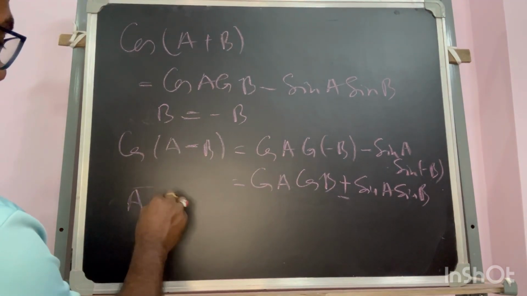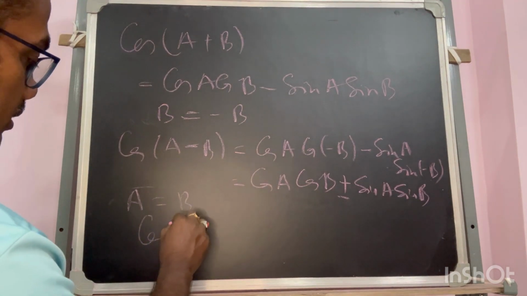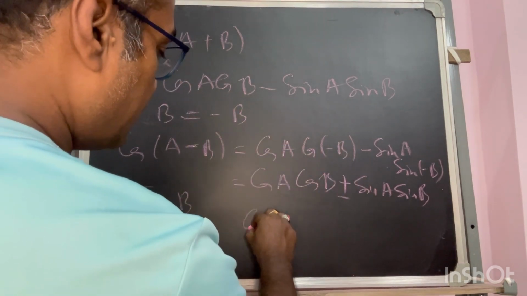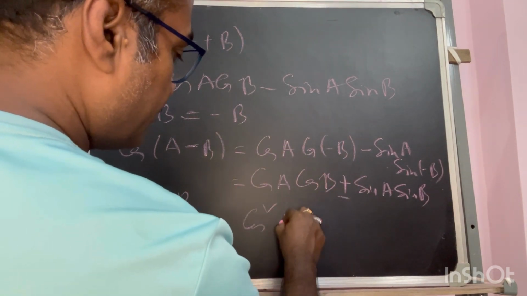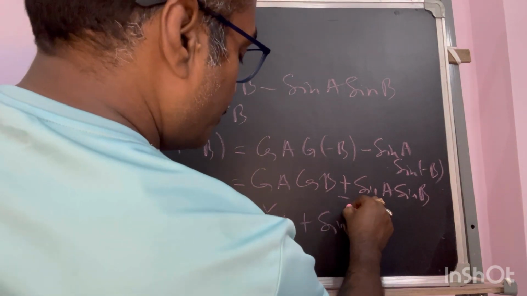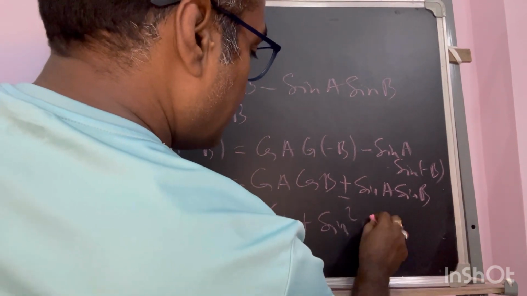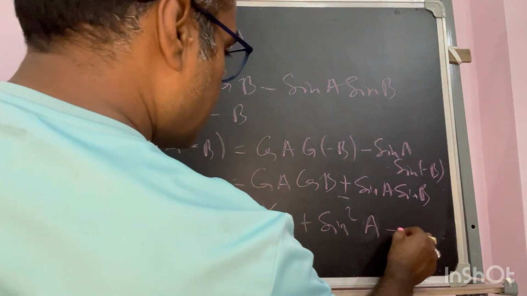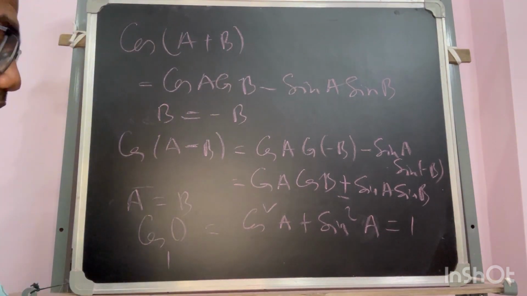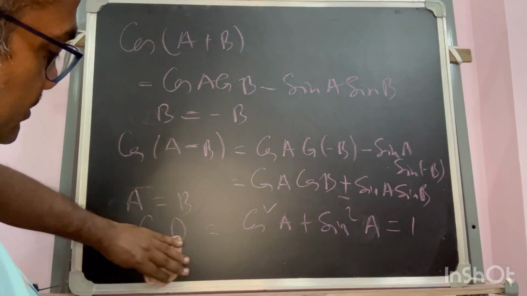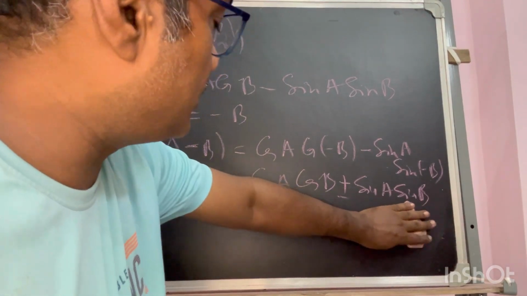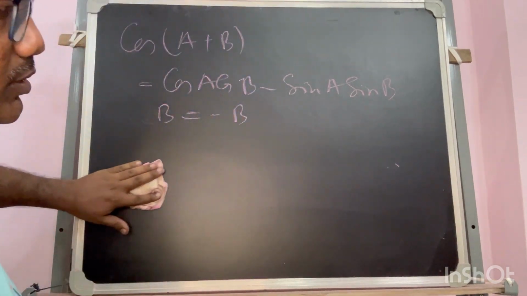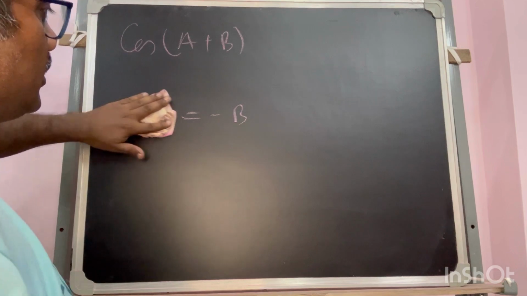Now here if I put A equal to B, what will be the result? Cos of 0. So cos of 0 means what? Here you will get cos square A, instead of B I will put A, plus sin square A. So now see, cos square A plus sin square A. What is the result? In this way cos 0 is also 1. So this proves that if A is equal to B, it follows the other geometric rule, that is cos 0 is equal to 1. Okay. So all are interrelated.